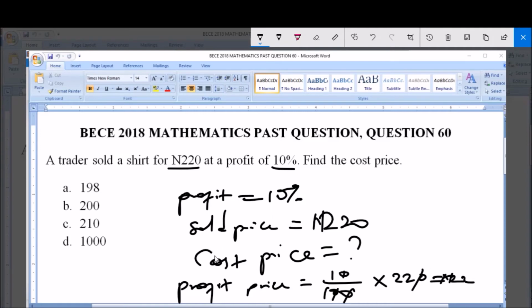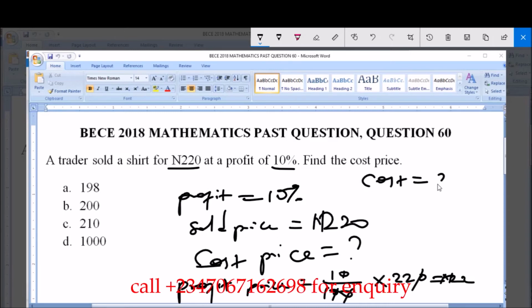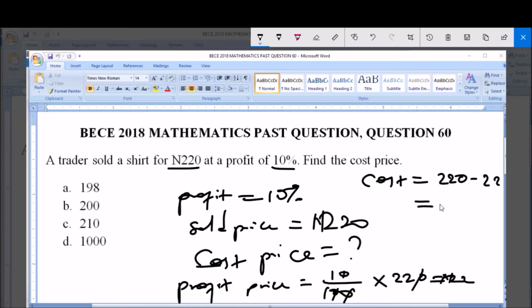Now to find the cost price is now equal to the sold price, which is 220, minus the profit price, which is 22. So therefore the cost price is equal to 198 naira. So 198 naira is the cost price for this shirt.